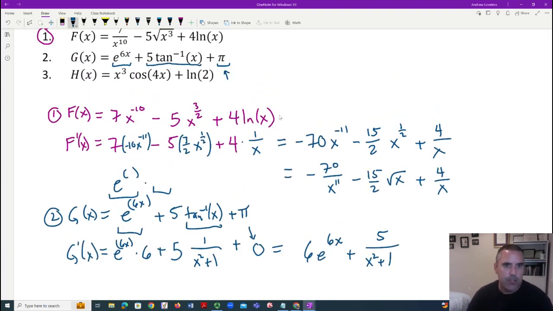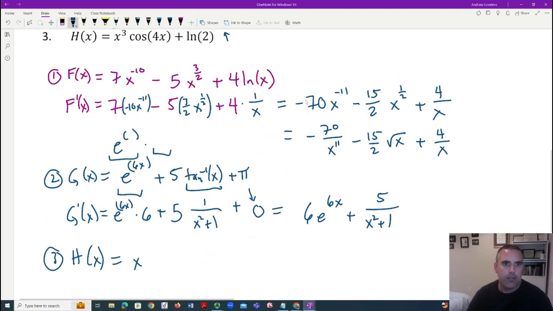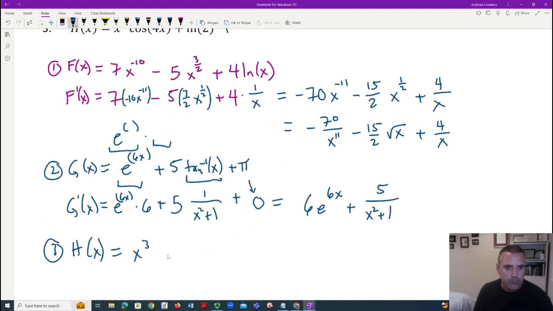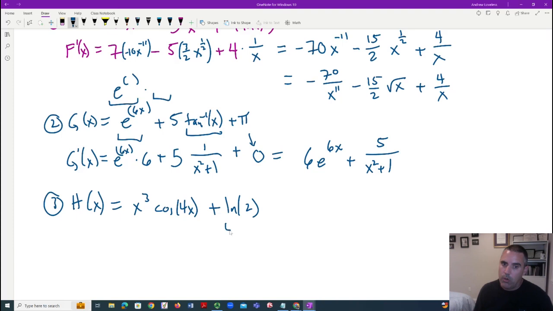Last one, so h of x, I'll write it down here. h of x is x to the 3rd times cosine of 4x plus the log of 2. So I see 2 terms. Notice there is no x here, so the derivative of that is 0. Log of 2 is just a number.